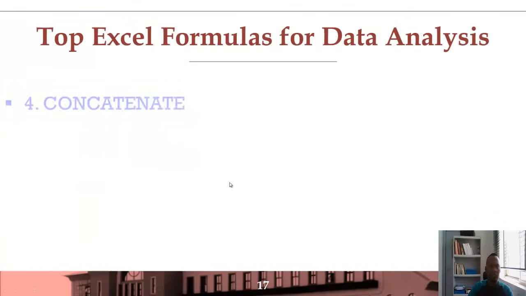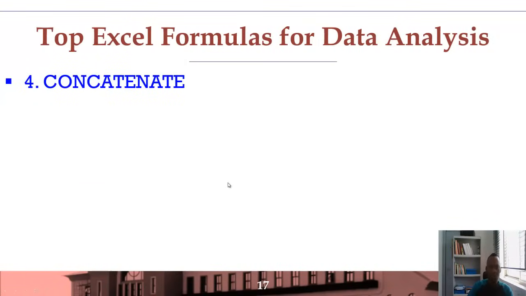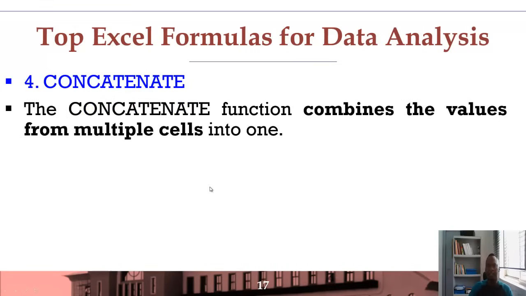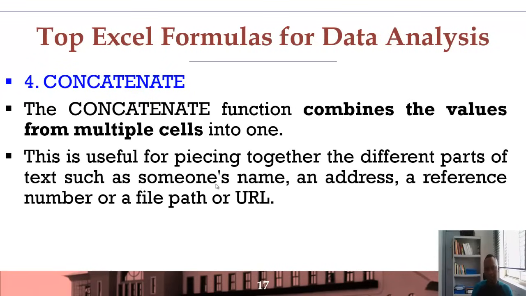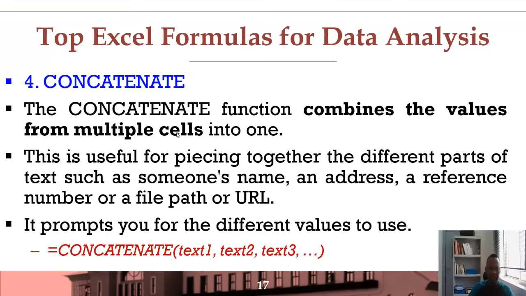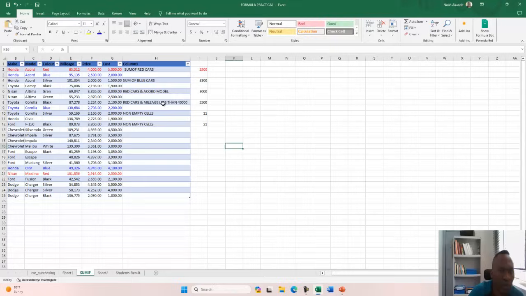Now, the next formula to test is what? CONCATENATE. CONCATENATE is a function that can be used to perform operations on text. It can be used to combine text in different columns. The CONCATENATE function combines values from multiple cells into one. This is useful for piecing together the different parts of text, such as someone's name, an address, a reference number, or a file path or URL. It prompts you for the different values to use. Now, this is the syntax. You start by putting equal to, CONCATENATE, then you specify the different cells you want to concatenate.